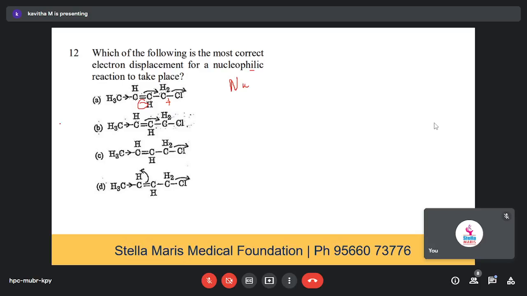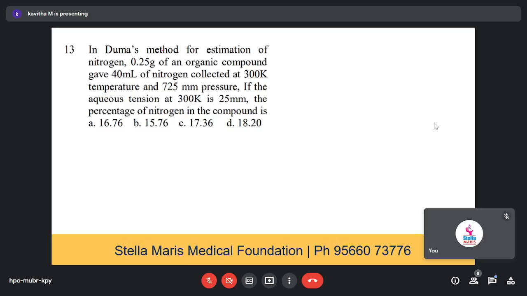The answer is A. In the Dumas method, the estimation of nitrogen, 0.25 gram of an organic compound gave 40 ml of nitrogen collected at 300 Kelvin temperature and 725 mm of mercury. If the aqueous tension at 300 Kelvin is 25 mm, find the percentage of nitrogen in the compound.